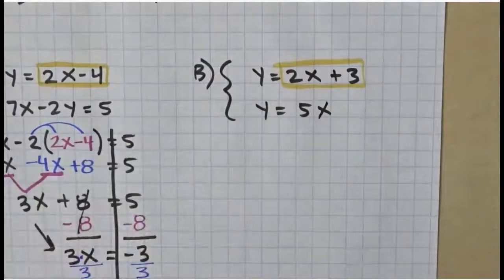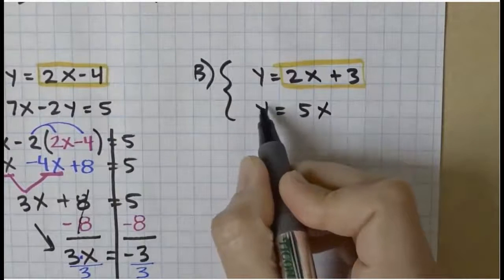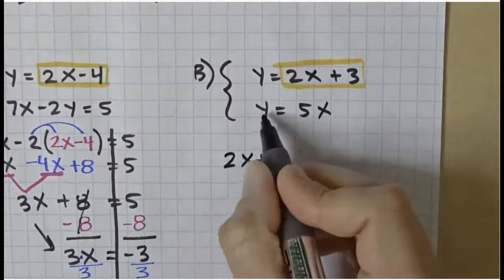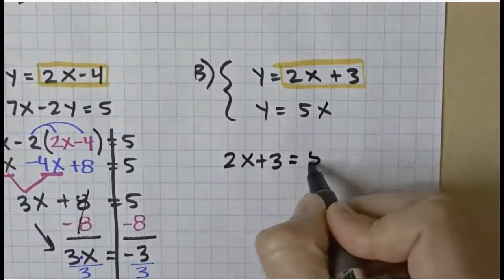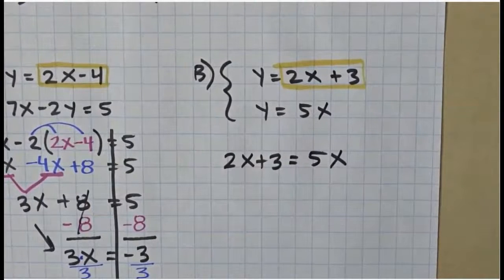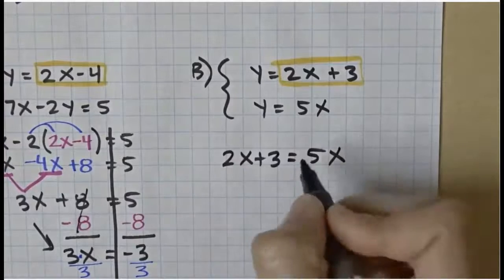So 2x plus 3 is the same as y. Now in this equation, I'm not going to use y. I'm going to use 2x plus 3, the nickname for y, equals 5x. I could have put parentheses, but there's nothing to multiply. Now we're going to solve for x.